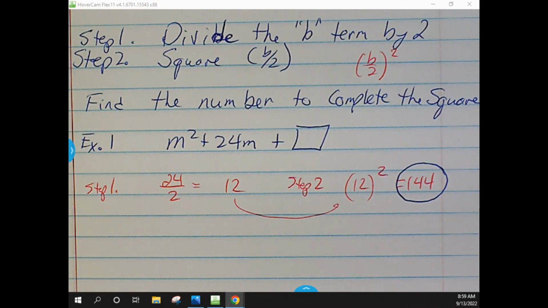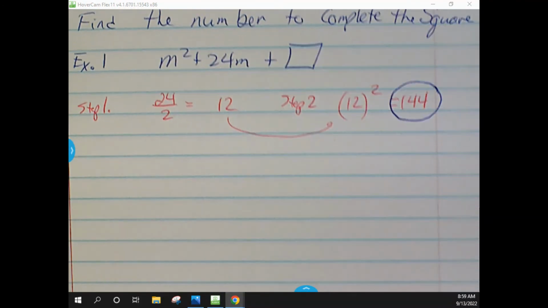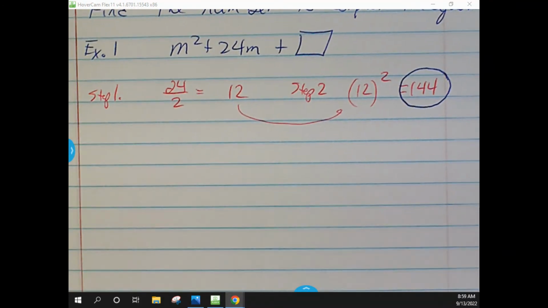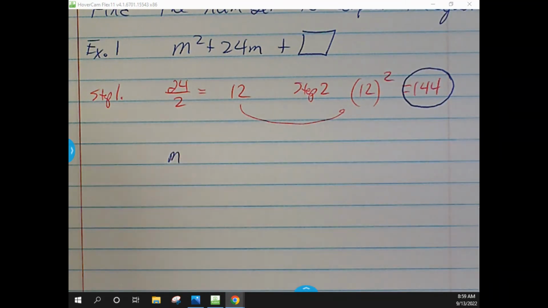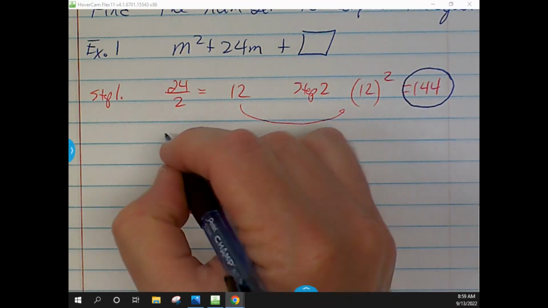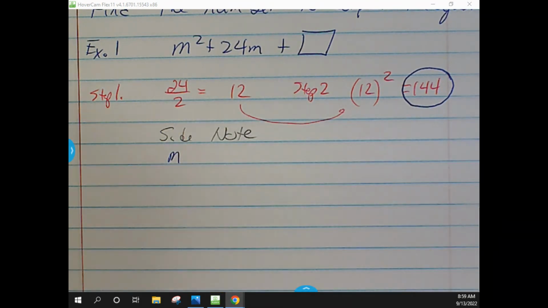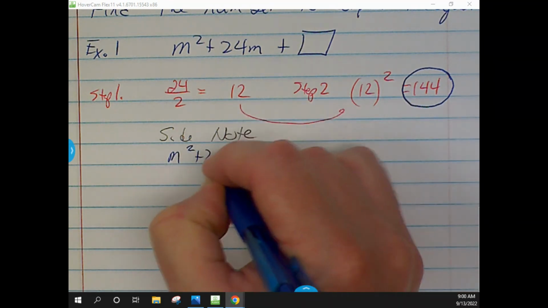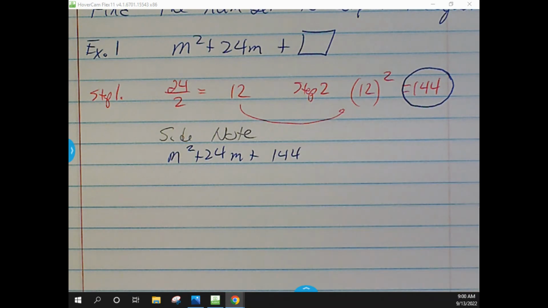Okay, and you may be saying, well, what does that do when we get that number of 144? All right, so here's what they're leaning you towards. Here's where they're going with the next thing. This is just a side note. If you did this and found the completing the square number that was here, you have that.